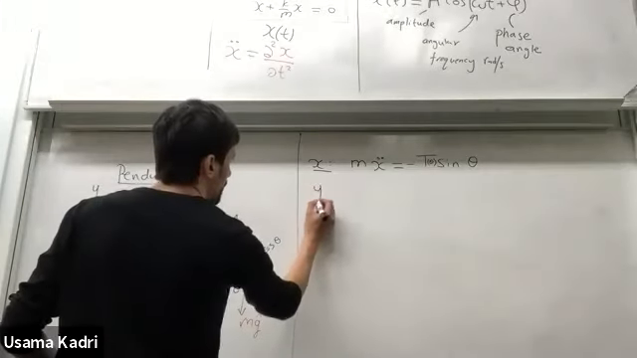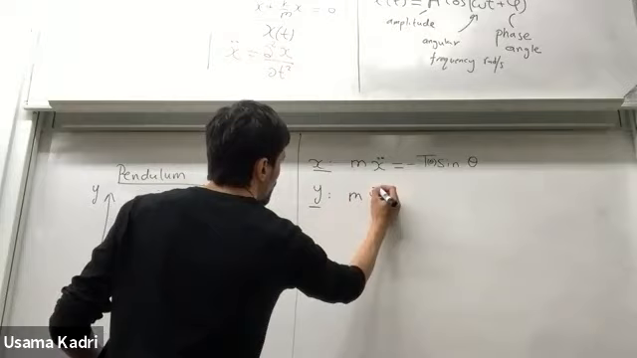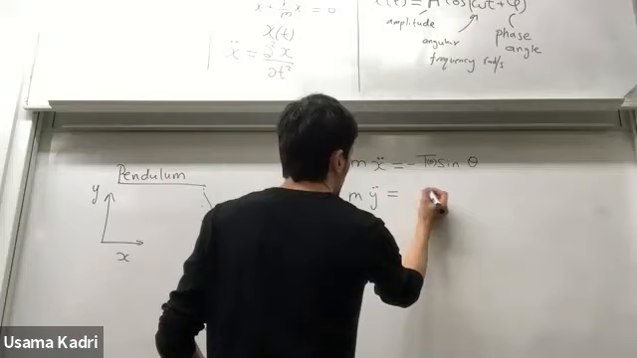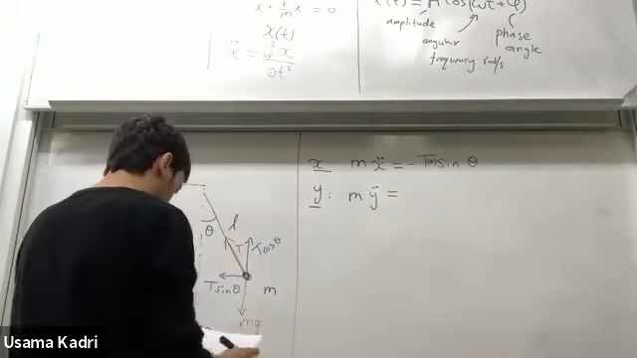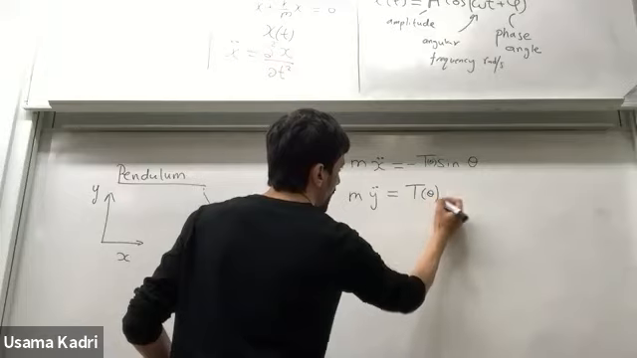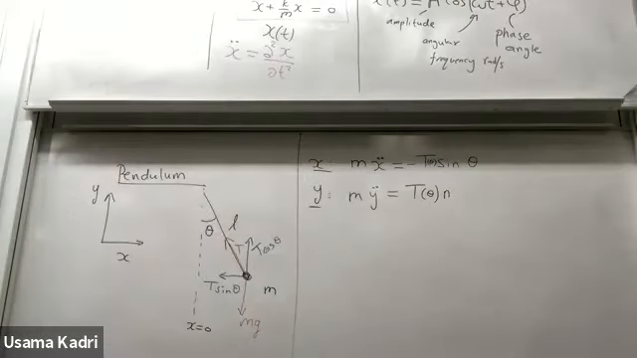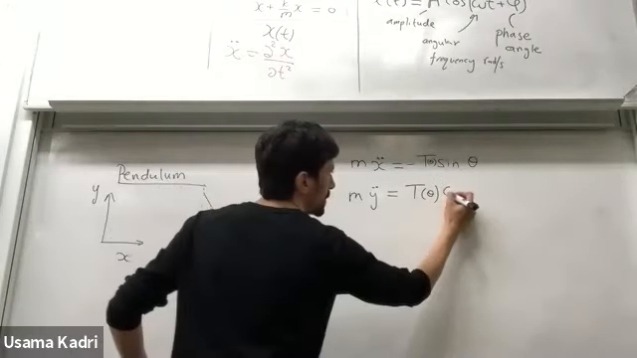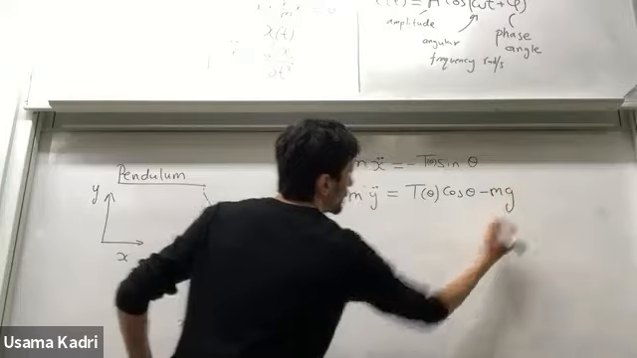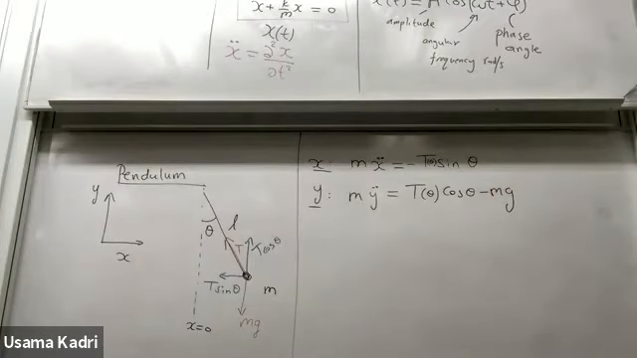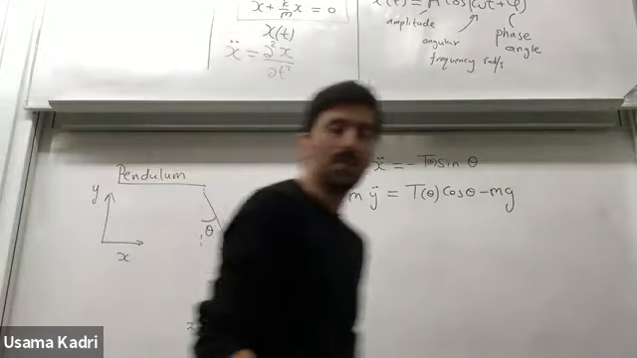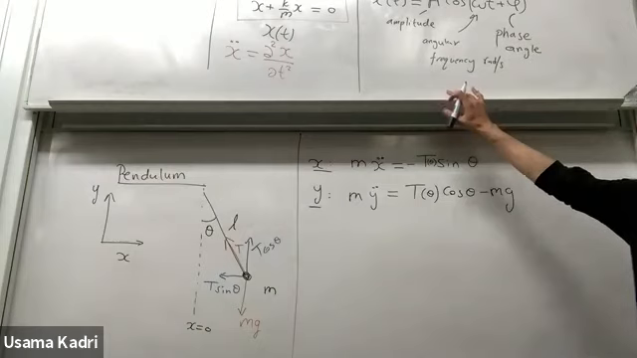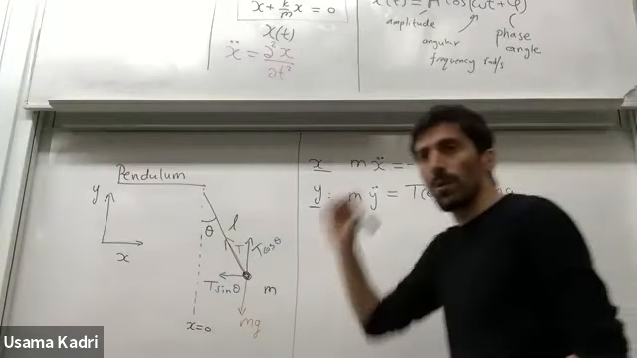And in y, we have m y double dot, which is T, which is a function of theta, times cosine theta, minus mg. This is in the y direction. Now, this is not so easy to solve. We cannot solve this as we've solved the spring problem.